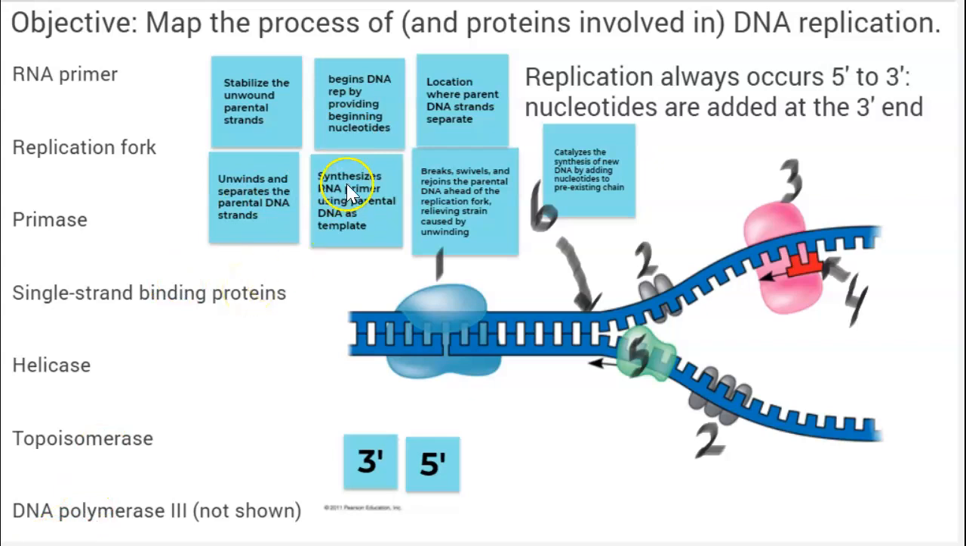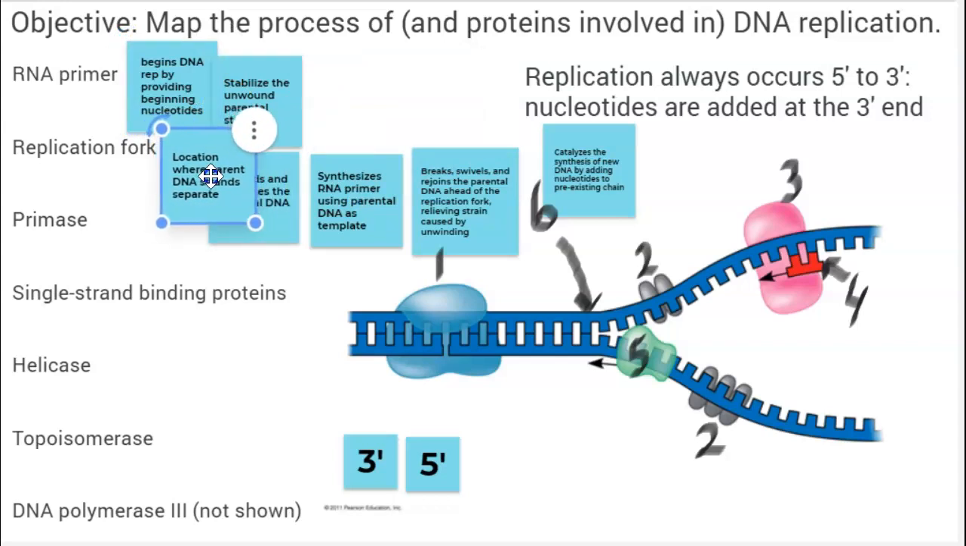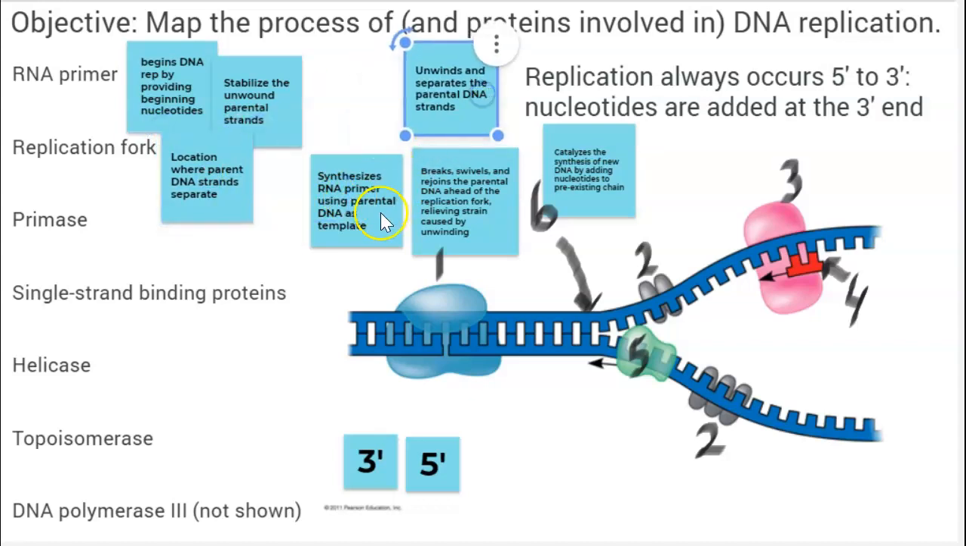Okay, so the RNA primer, like I said, I don't know why it can't be a DNA primer, but it's got to be an RNA primer to get it started. And it might just be because we don't have a DNA primase. That's my guess, because the thing that synthesizes the primer is an RNA primase. Anyway, the RNA primer is going to begin the replication by providing the beginning nucleotides. The replication fork is just the spot where the DNA strand is separating. And then the primase is the thing that synthesizes the primer.